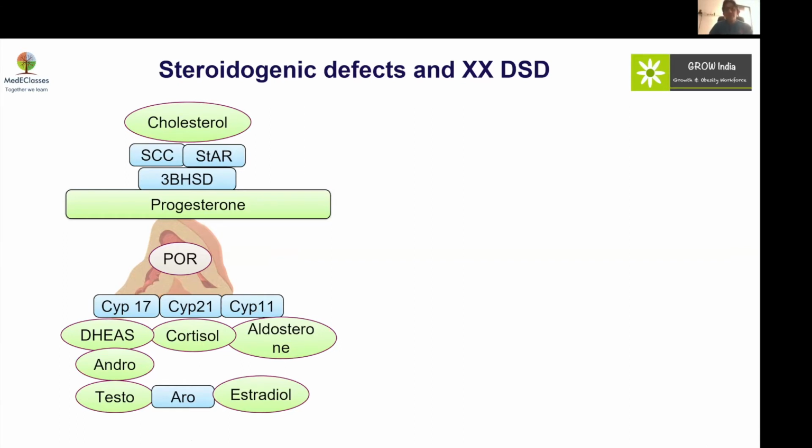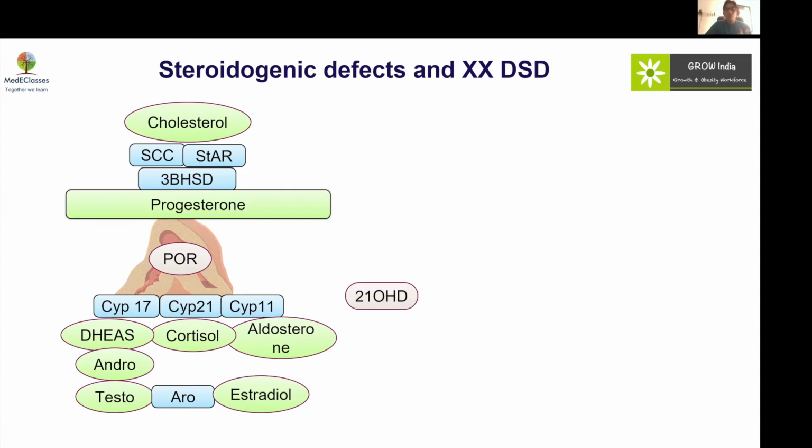In steroidogenic defects, we know that the zona glomerulosa produces aldosterone, the zona fasciculata produces cortisol, and the zona reticularis produces DHEAS, which is converted to androstenedione, a major androgen of ovarian origin. Any block in either the cortisol pathway or the aldosterone pathway will divert all these precursors to the last, that is the zona reticularis, giving rise to high androgens in intrauterine life.